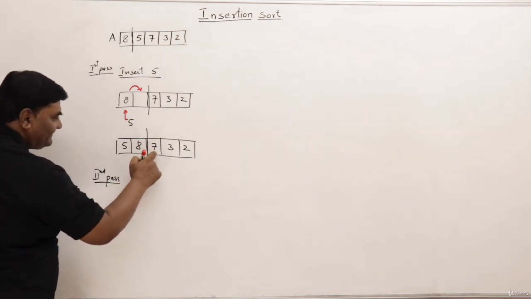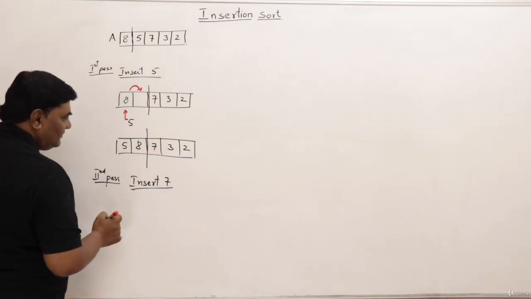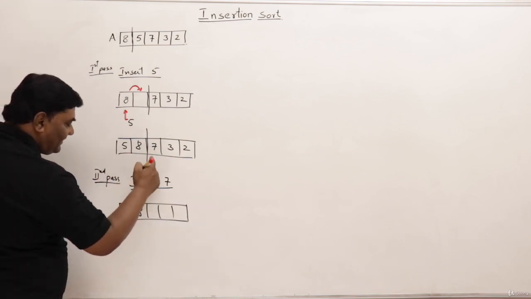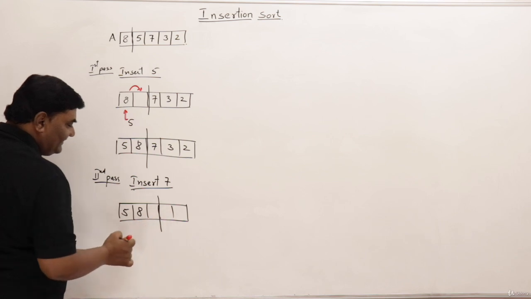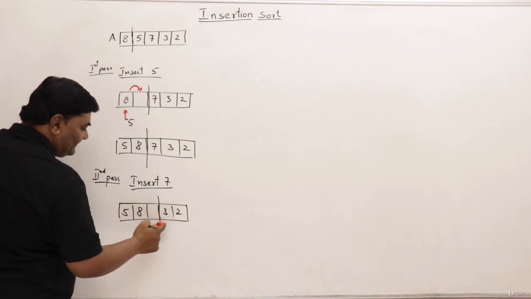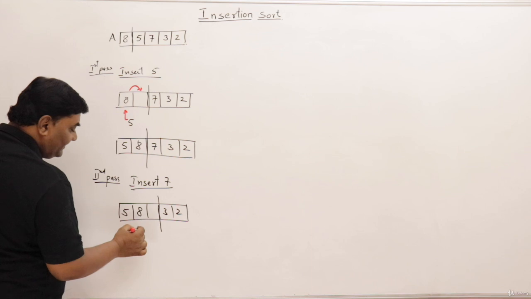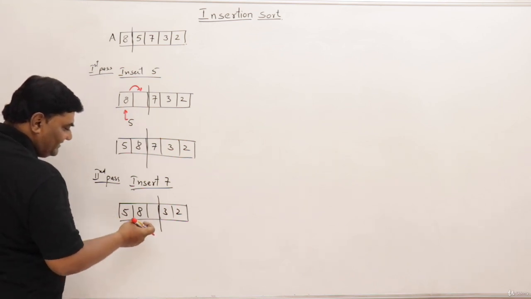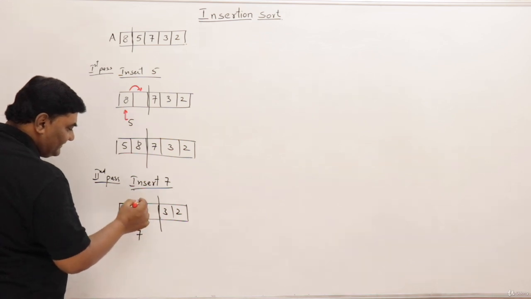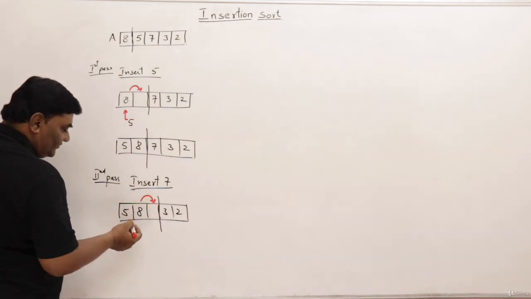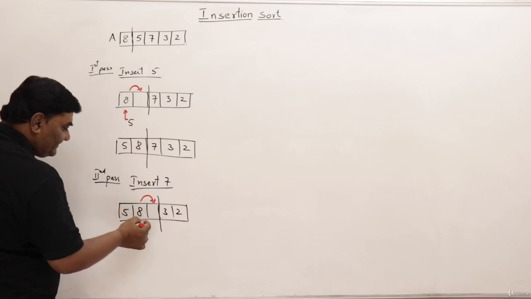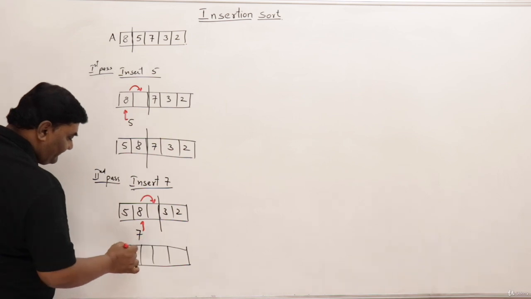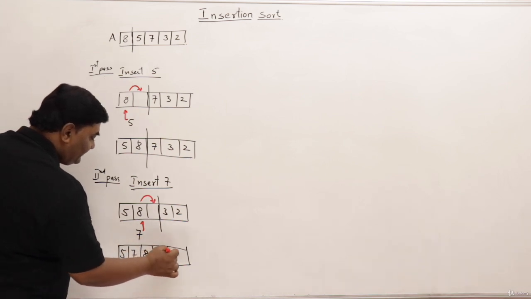Then second pass. In the second pass, let us insert 7. In the list, already 5 and 8 are sorted. Now we are trying to insert 7. So the list will extend till here, and the remaining elements are not yet sorted. So 7 we are going to insert. So 7, take it outside. Now for inserting 7, start shifting the elements which are larger than 7 from the right hand side. 8, it is greater. 5, no, it's not greater. So 7 should be inserted here. So the result after inserting 7 is 5, 7, 8 and 3, 2.